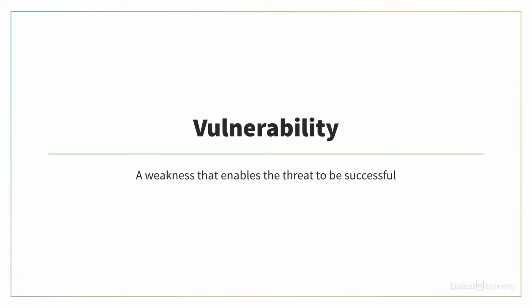A vulnerability is a weakness that enables the threat to be successful. A missing security patch is a great example of a vulnerability. So is a default admin password still in use on some internet-facing web portal. When it comes to availability, the fact that a data center is located in an area prone to flooding or tornadoes is an example of a physical vulnerability.